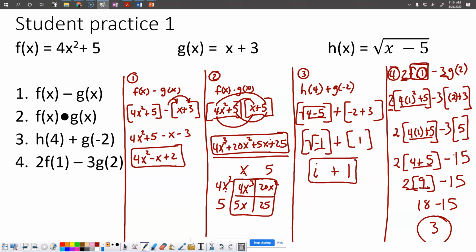Okay. Same thing here. We're going to plug 2 into the g function, and then afterwards, we're going to multiply by 3. So if I plug in 2, I get 5. When you multiply it by 3, you get 15. So we ultimately end up with 18 take away 15, which is 3. Okay? So that's function combinations.